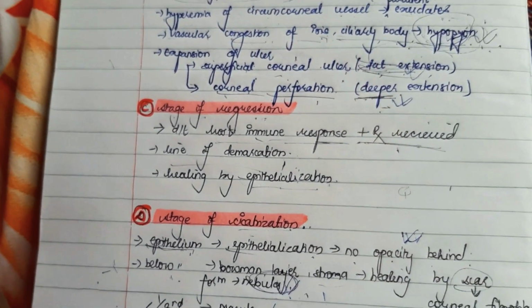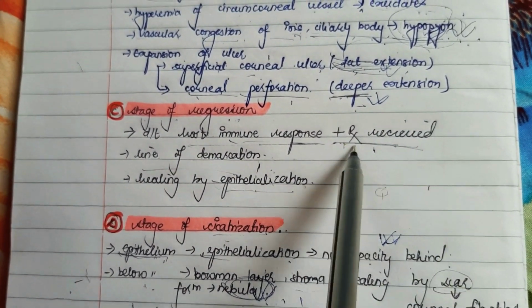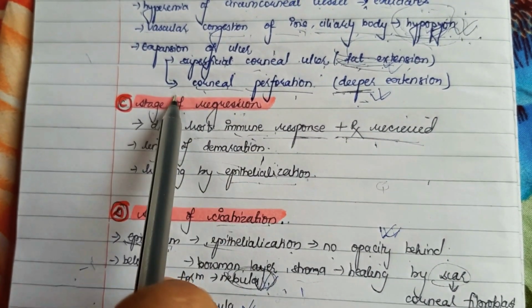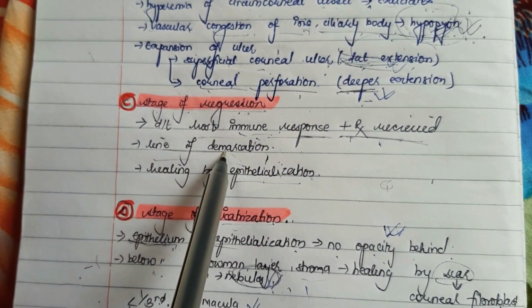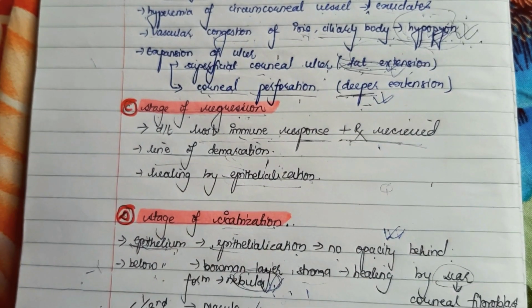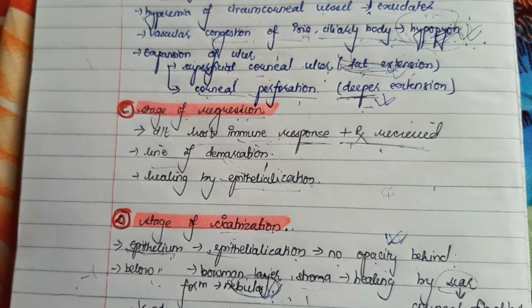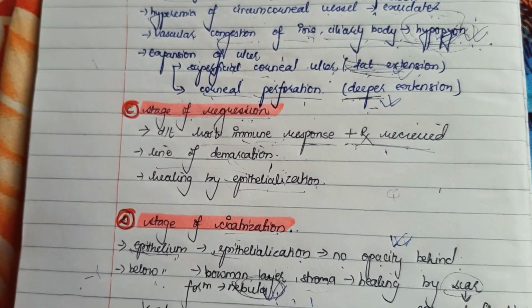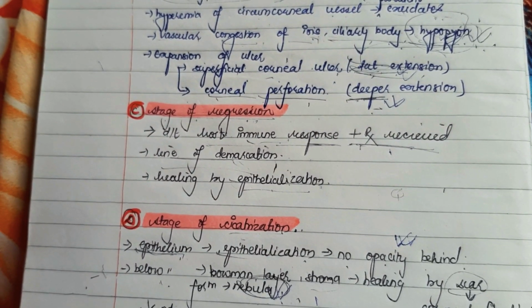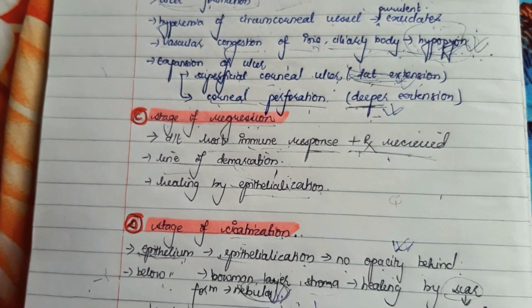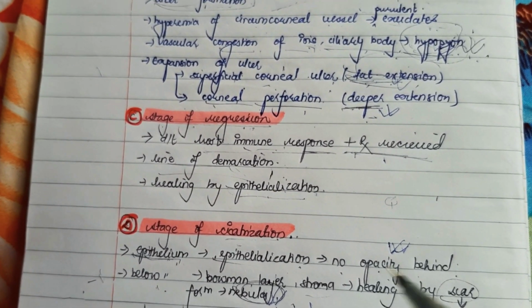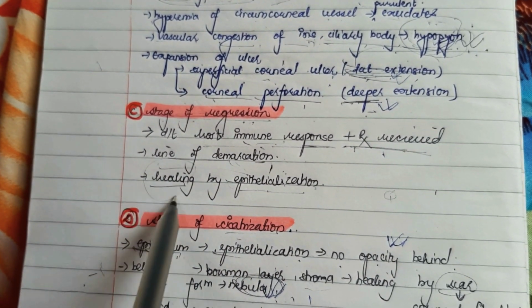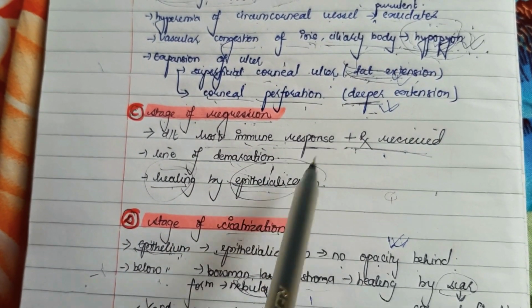But if the person receives treatment and the host immune response is also good, then the ulcer goes into the stage of regression. Here, the lymphocytes form a line of demarcation. This line of demarcation surrounds the ulcer, and the lymphocytes present engulf or phagocytose the remaining bacteria and the necrotic debris, and they help to initiate healing. The healing usually occurs by epithelialization.